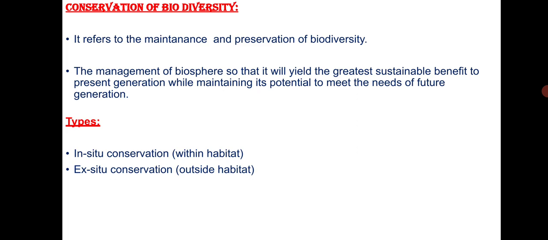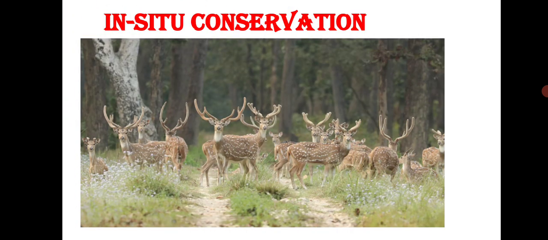This conservation of biodiversity is mainly classified into two types. One is in situ conservation and another one is ex situ conservation. In situ conservation means the conservation process carried out naturally, that is, in their original own habitat area. Outside the habitat area where the species are protected or conserved, it is known as ex situ conservation. The biosphere reserves, national parks, wildlife sanctuaries, gene sanctuaries. So these are the important in situ conservation places.